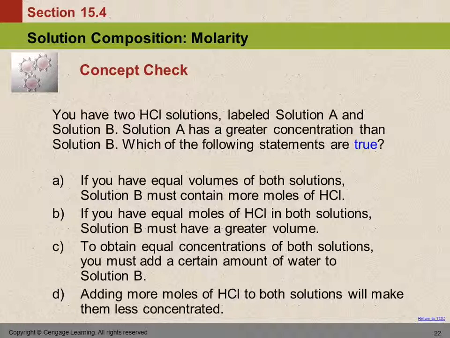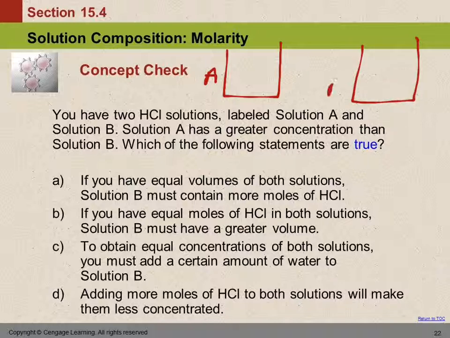This is more of a concept question than an exercise. So we have two HCl solutions, A and B. Solution A has a greater concentration than solution B, and we're asked to say which of the following statements are true. So sometimes it's helpful to draw pictures. So here's solution A, and here's solution B. And it says that A has a greater concentration than B.